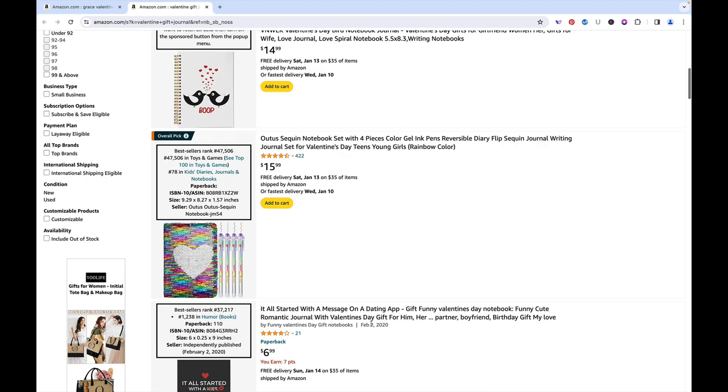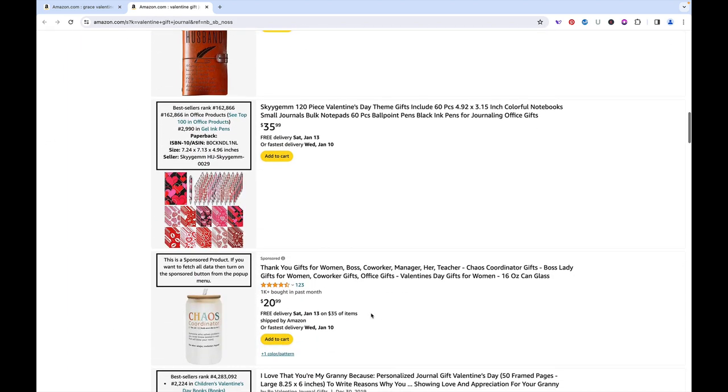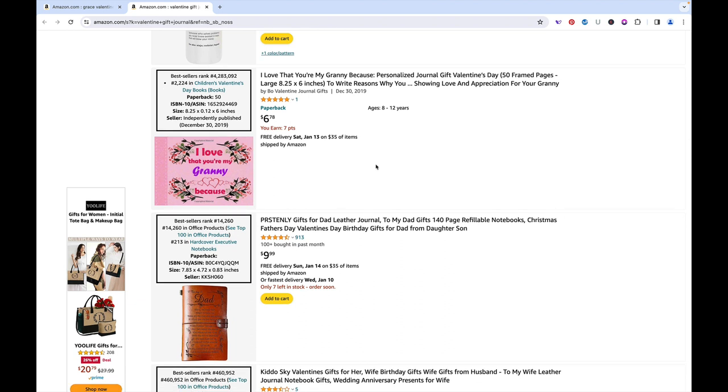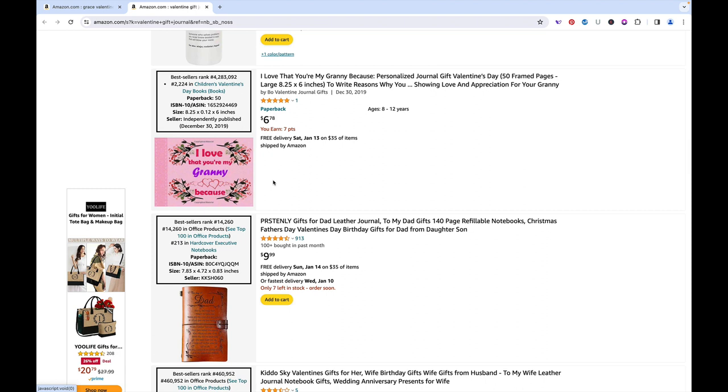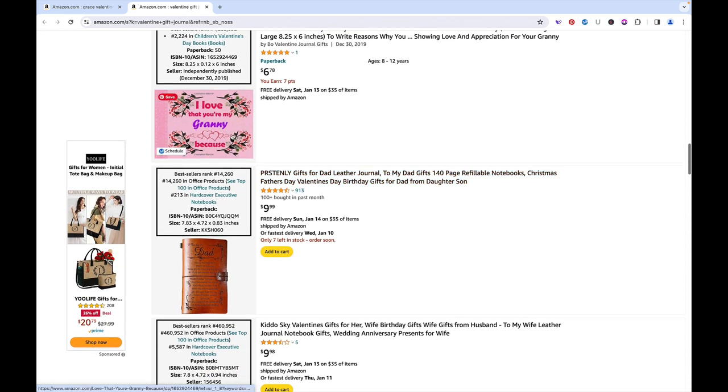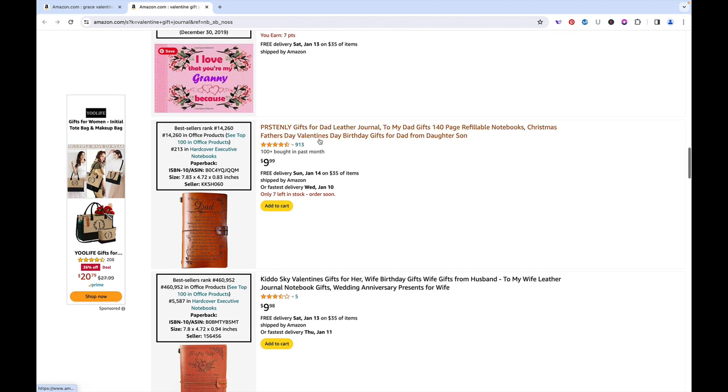So while we wait, I am going to scroll down and look through other good ideas that we can use as Valentine's Day niche books. Now, here's a unique one you might want to jump into: I love that you're my granny because. So this looks like a personalized journal for Valentine's Day. It's marketed as a children's Valentine's Day book, and you fill it in to write reasons why you love and appreciate, and it's specifically for a grandmother. So you can turn this around and add one for mom, dad, grandfather, etc. And it's a low content book. So all you do is create a couple designed interior pages to make it a little beyond a plain blank journal. But essentially you are leaving it to the buyer to fill in the blanks and create their own story.